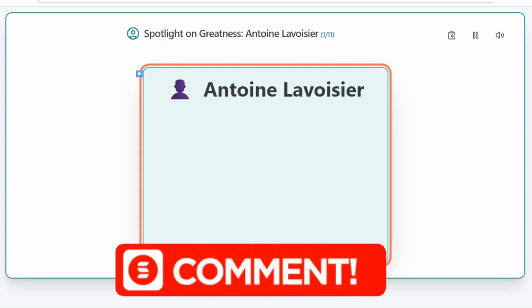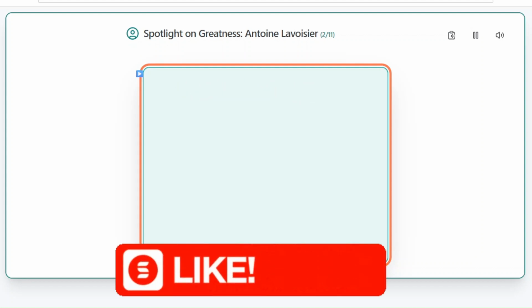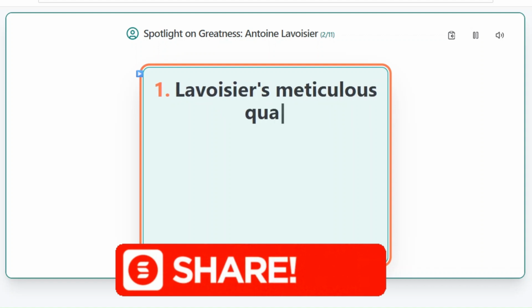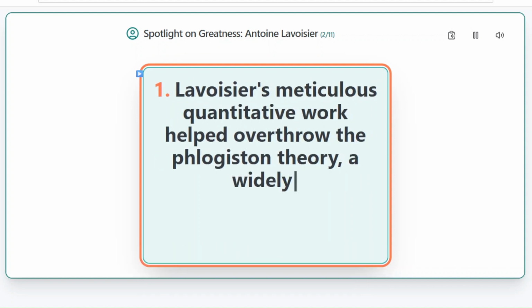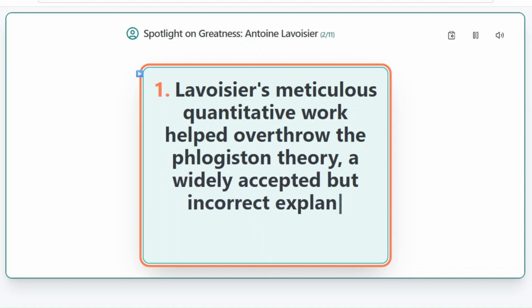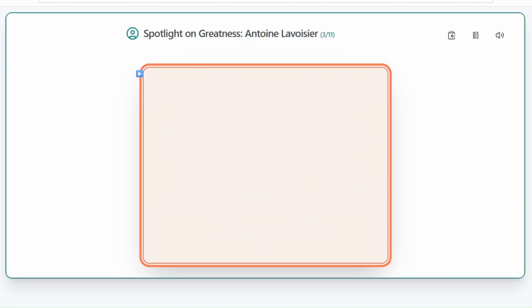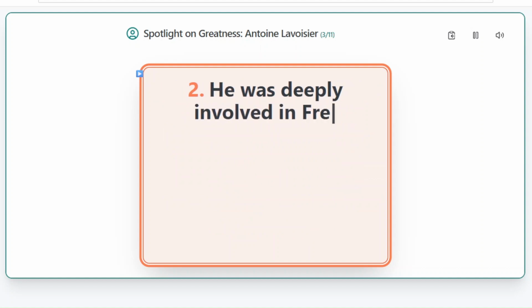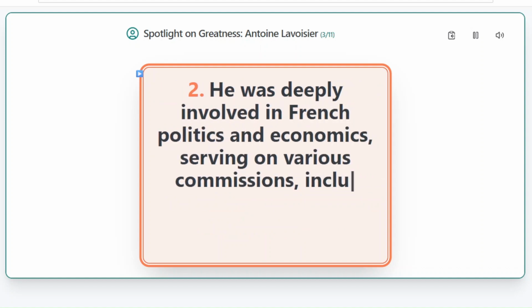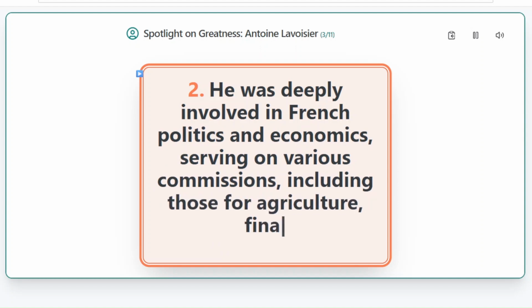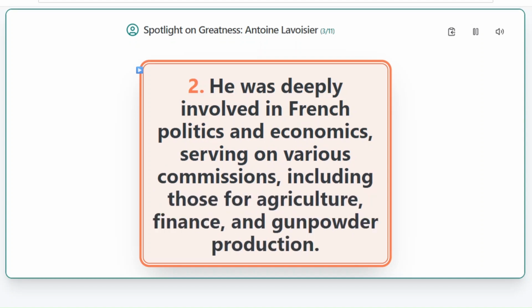Spotlight on Greatness, Antoine Lavoisier. Lavoisier's meticulous quantitative work helped overthrow the phlogiston theory, a widely accepted but incorrect explanation of combustion. He was deeply involved in French politics and economics, serving on various commissions, including those for agriculture, finance, and gunpowder production.